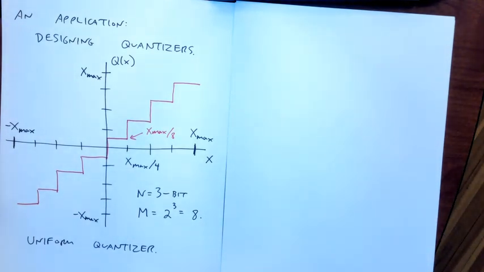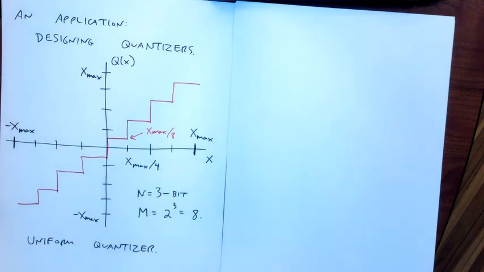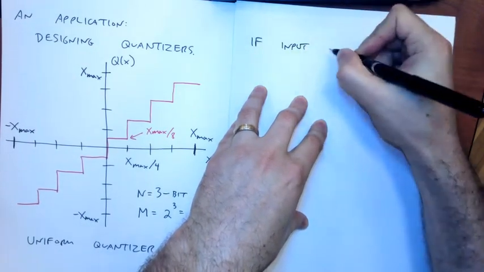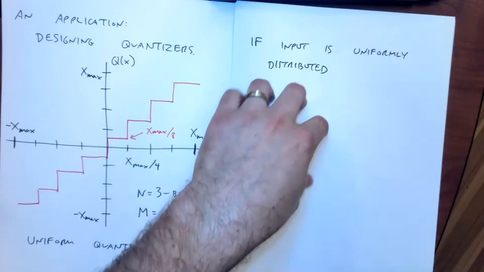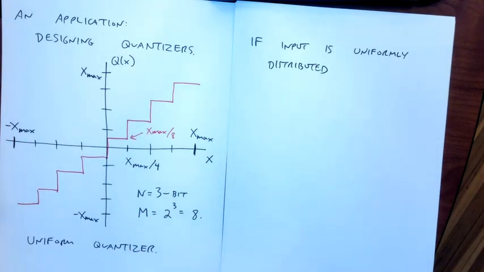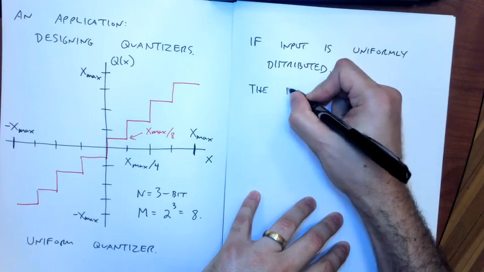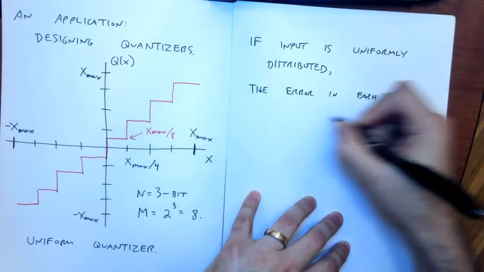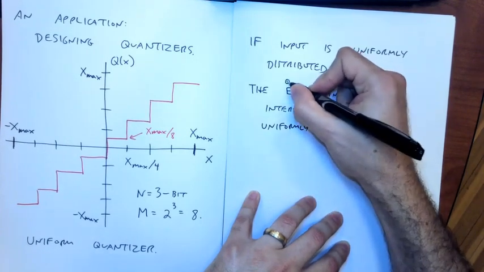So what did I do? One thing I did here is I assumed that the input random variable is uniformly distributed. That's like saying I have an equal chance of being in any of these 8 intervals. And within each interval, I am choosing the halfway point between the two ends of the interval. So if the input is uniformly distributed, then the error I'm making within an interval, the quantization error, is also uniformly distributed.